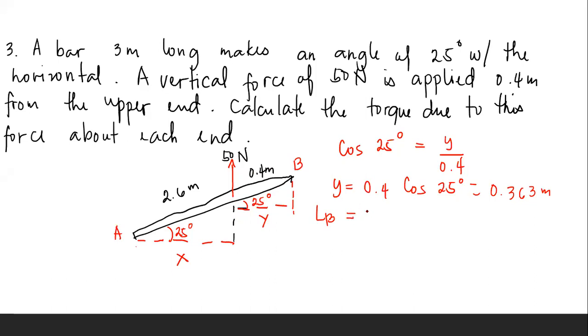Therefore, we have y times the force, where y is 0.363 meter times 50 newtons. The torque at B is equal to 0.363 times 50, which is 18.15 meter newtons, clockwise direction.